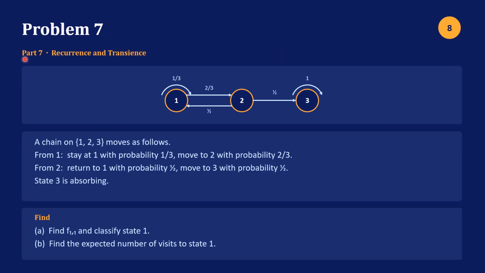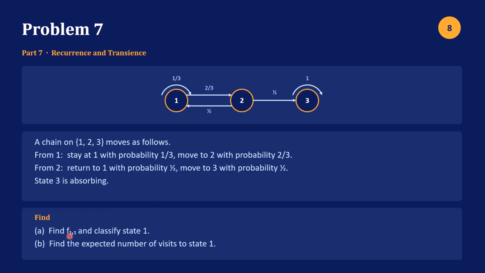Problem number 7 is based on lesson 7 on recurrence and transience. We have this Markov chain. From state 1, you return to it in the next step with probability 1/3, and with probability 2/3 you go to state 2. From state 2 with probability 1/2 you go to either state 1 or state 3, and once you hit state 3, you're absorbed and you return to it indefinitely. So that's what I've written here in words. State 3 is absorbing.